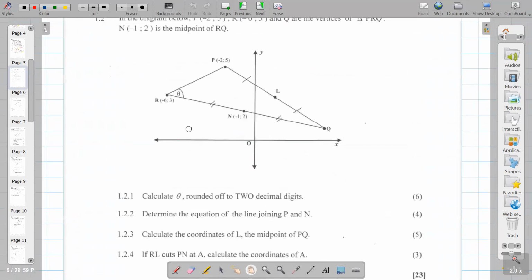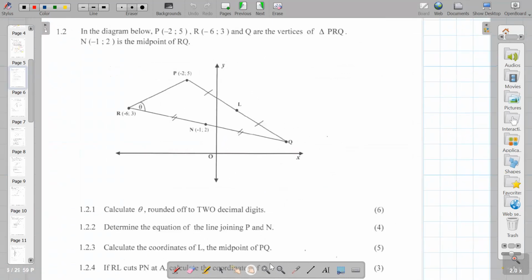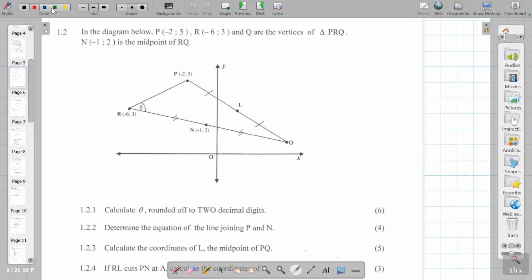But the second question, I want to spend a bit more time. There is 6 marks. What do we do? Basically, we need to find the gradient of two lines intersecting. So what are the two lines? We must find gradient RP, and this will give me the first angle of inclination. The other line is RQ, which is the same as, by the way, RN. So gradient RN will be enough, and that will give me another angle of inclination.